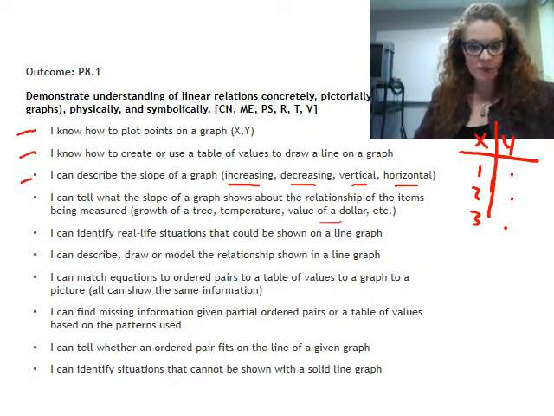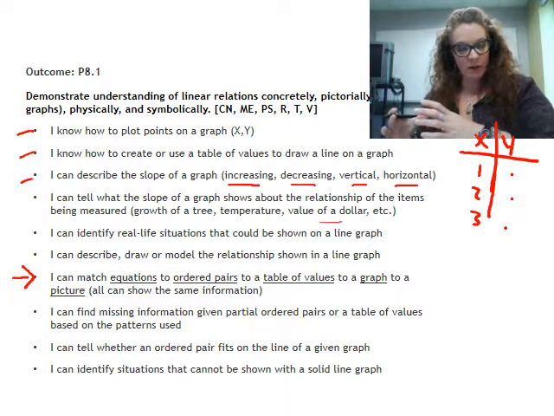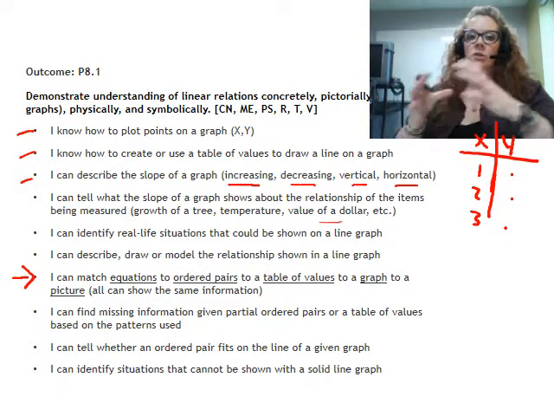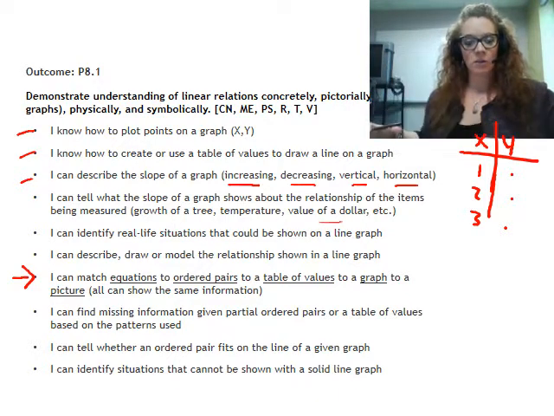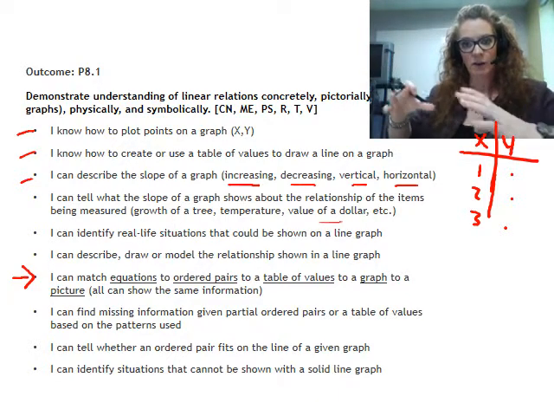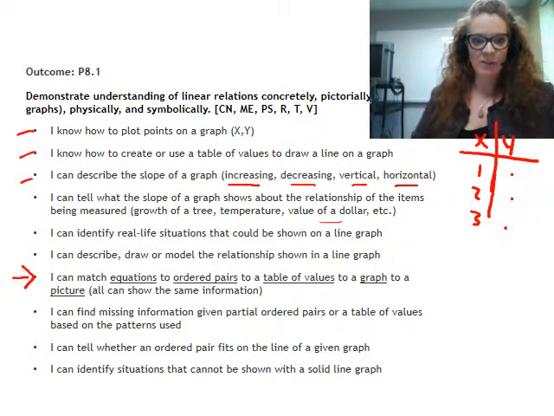Identify real life situations, well, we just did a few of them, bank accounts and trees and temperature, where you would actually use linear relations. Describe, draw, or model the relationship shown in a line graph. Matching equations, this one's kind of fun. Every equation could be matched to an ordered pairs, x and y values. You could show it also in a table of values, and you could draw it on a graph, or you could draw it on a picture, maybe trees getting bigger or bank account getting smaller. So lots of different ways to basically show the same information.